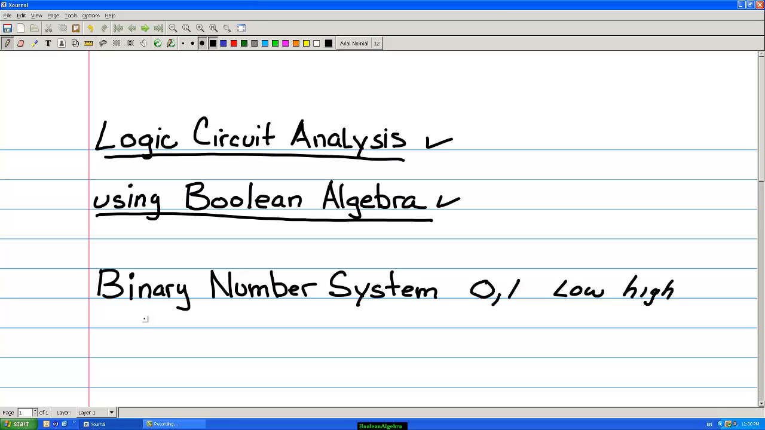Now, Boolean algebra is generally easier to understand than ordinary algebra. The major difference between Boolean algebra and ordinary algebra is that in Boolean algebra, the constants and variables have only two possible values, 0 and 1. So the constants and the variables, again, can only be a 0 and a 1.